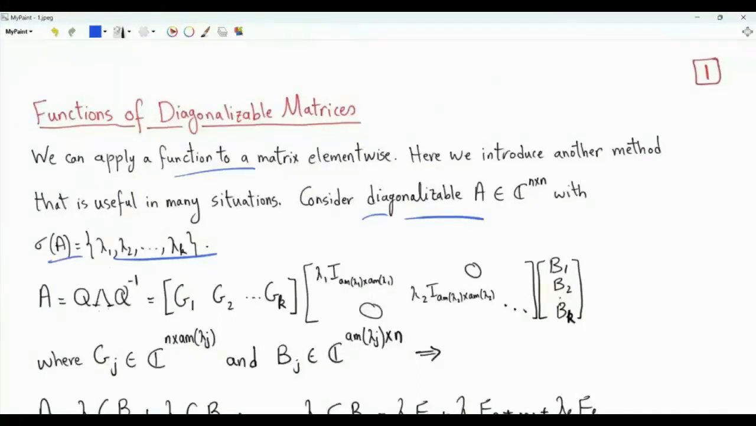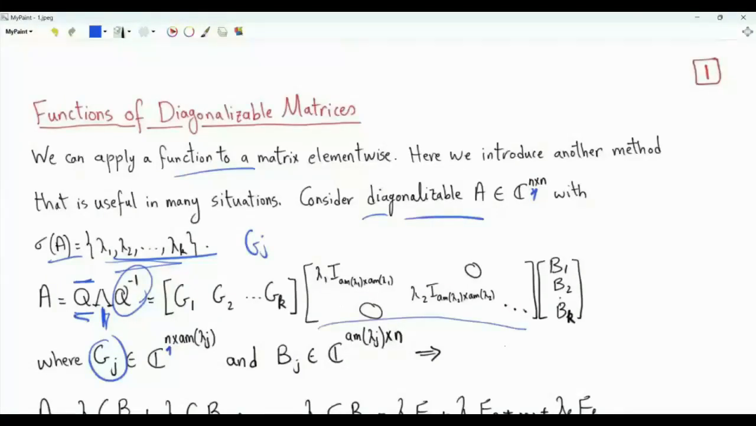Matrix A, because it is diagonalizable, is similar to a diagonal matrix. We have those eigenvalues living on the main diagonal of matrix big Lambda. And then there is the matrix Q, whose columns are the eigenvectors of matrix A, and this is the inverse of matrix Q. Let's partition the columns of matrix Q into G1, G2, all the way to Gk. Gj is a matrix. Of course, the number of rows is equal to n, which is the size of matrix A. And then how many columns do we take? The algebraic multiplicity of the eigenvalue lambda j. Because the matrix is diagonalizable, the algebraic multiplicity is exactly equal to the geometric multiplicity. The columns of Gj are basically the vectors spanning the eigenspace associated with the eigenvalue lambda j.